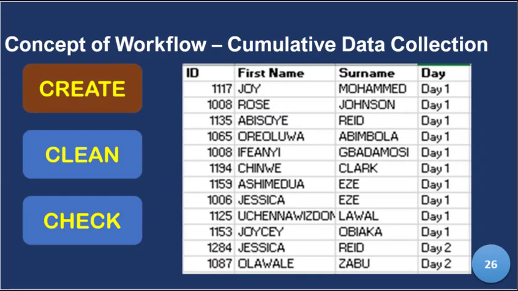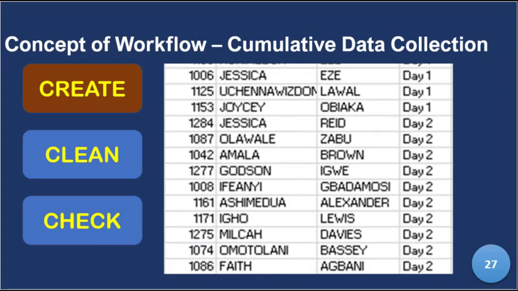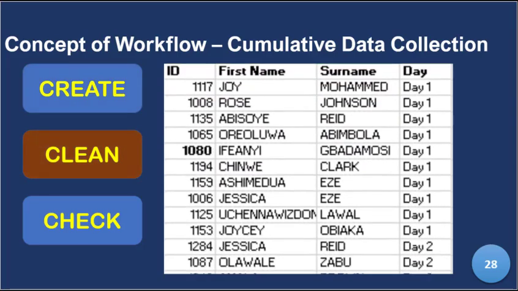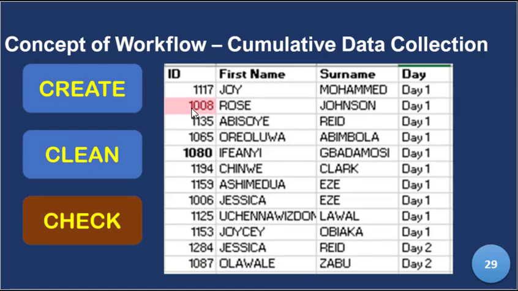So let's have a look at this now. Create has been done, and then we clean. So we have fixed Ifeanyi. Now I bolded that Ifeanyi is now 1080 as against Rose that was 1008. Been fixed. Now when that has been fixed for day two, check. Ifeanyi remains fixed because he had been cleaned before in day one. But now it will reflect a duplicate for Rose and the other Ifeanyi down there. So that way you're able to focus on the new errors.